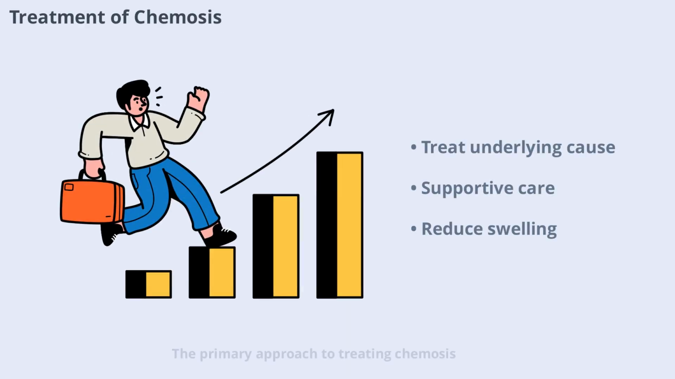The primary approach to treating chemosis is to address the underlying cause, whether it is inflammation, circulatory obstruction, or a blood disorder. Supportive care may include lubricating eye drops and measures to reduce swelling. Early intervention can prevent complications and restore normal conjunctival appearance.